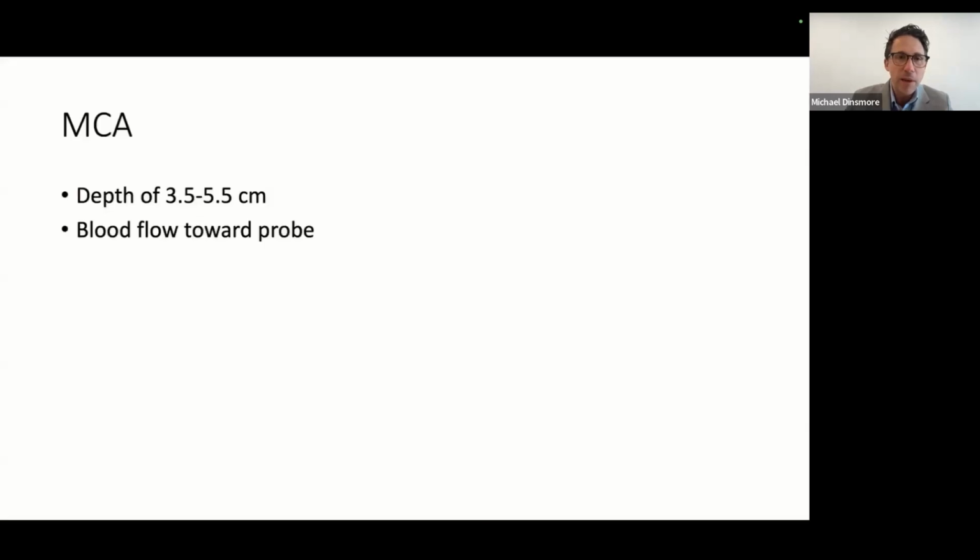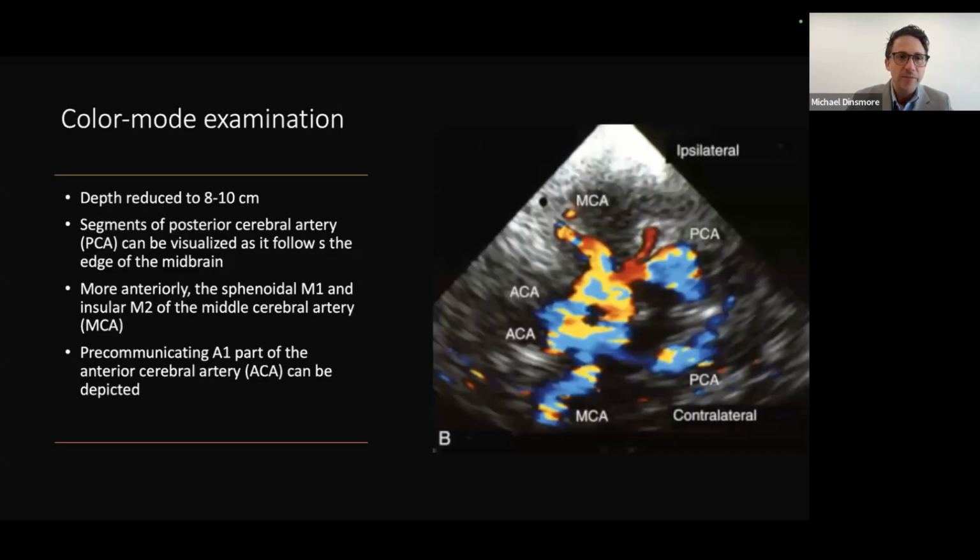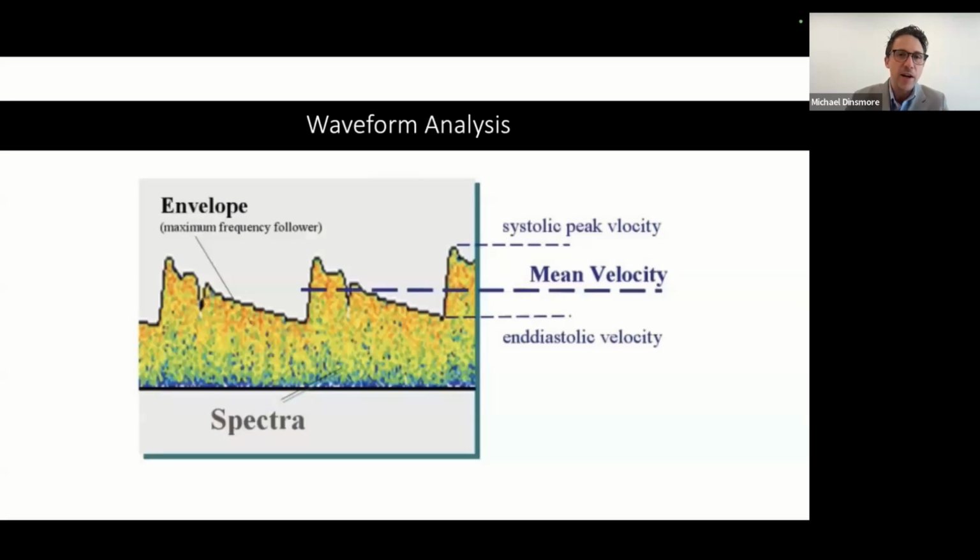Okay, once I'm happy that I have the MCA, which is usually at a gate depth of about 3.5 to 5.5 centimeters, it should be red because the blood is flowing towards the probe, from my Nyquist plot. I can reduce the depth and put the Doppler over different parts of the MCA and look for max flow. Then I should get a waveform something like this, where you have an upstroke to the systolic peak pressure, then the decelerating diastole before the next upstroke.